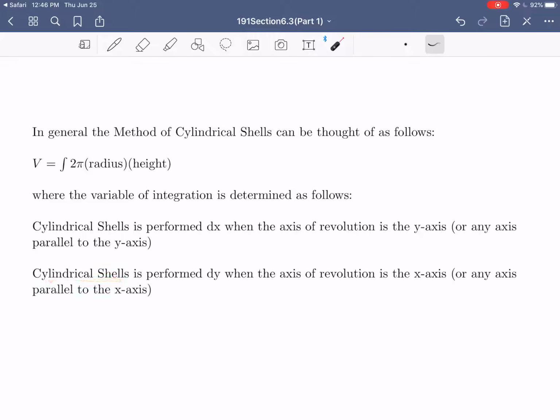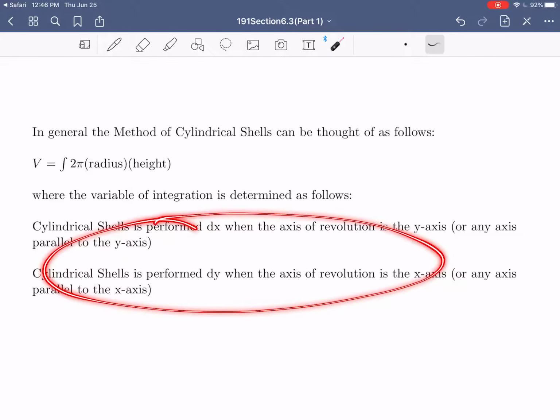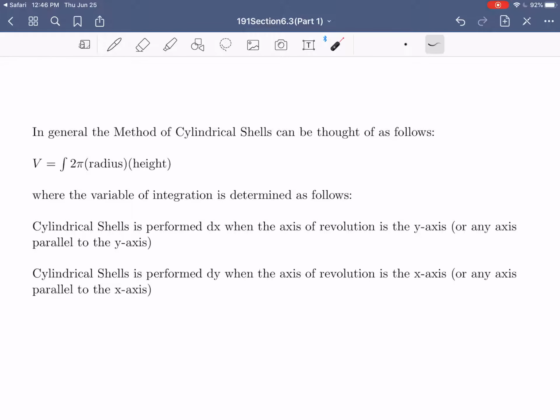And cylindrical shells is performed dy when the axis of revolution is the horizontal axis, the x-axis, or any axis parallel to the x-axis. You will notice that this portion here is exactly the opposite of what we did with discs and washers. So this tells us that regardless of which axis of revolution we're using, we can always choose a method that allows us to work dx, and the other method will allow us to work dy. And we'll investigate that a little bit further in the next video. But for now, what I'd like to do is look at a couple of examples of strictly using this method of cylindrical shells. So let's jump into those.